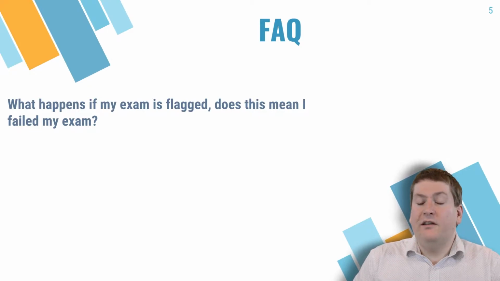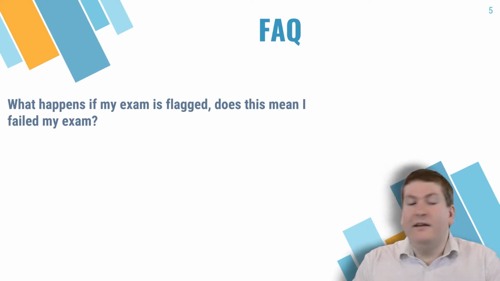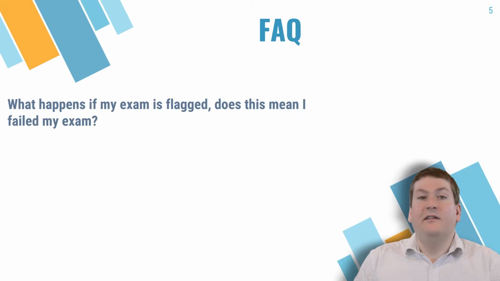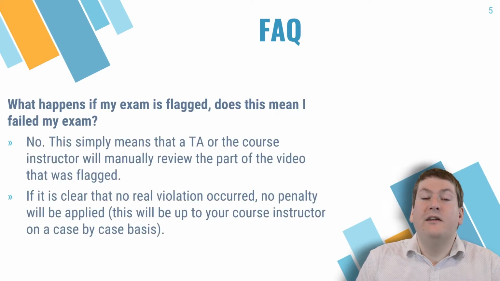The first one is usually, what happens if my exam is flagged? For example, if I look away and Proctortrack flags that, or if I have to go to the bathroom and leave the room and my exam gets flagged, does that mean I failed? And no, it doesn't. All your exam being flagged means is that the TA or the course instructor is going to have to manually review that part of the video that was flagged. And then it will be up to the course instructor to make a decision on that.